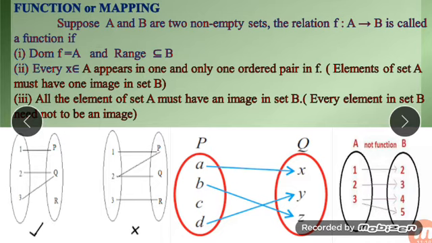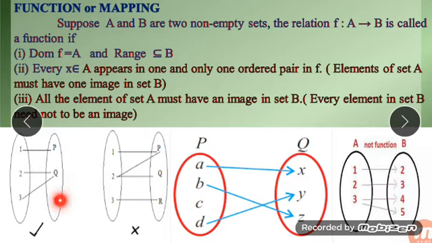So if you want to identify whether a relation is a function or not, you find the domain of the function. If it is equal to A and the range is a subset of or equal to B, then it can be termed a function. Moreover, the second condition for a relation to be a function is that x, the first element in an ordered pair, appears just once. It should not be repeated. In other words, elements of set A must have one image in set B.